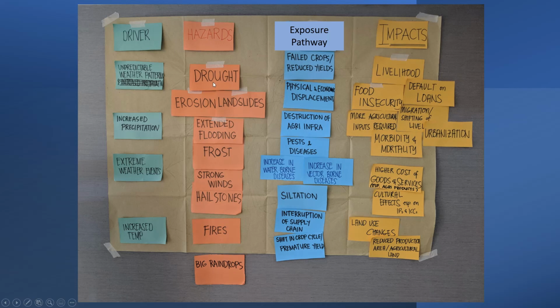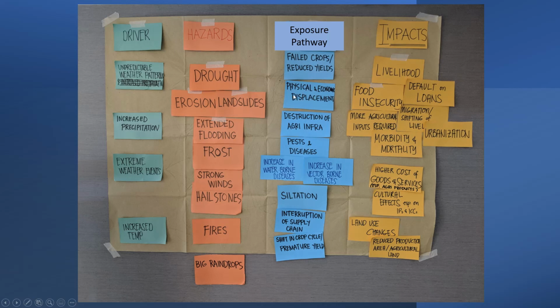So the hazards are droughts and so forth. And then over here we have our exposure pathway, and I changed the title of this because we had a different title, but it's still exposure pathways. So if we have increased temperatures, that may lead us to some droughts. And if we have droughts, how can that hurt you? Well, it can hurt you through failed crops and reduced yields. We've got physical and economic displacement.